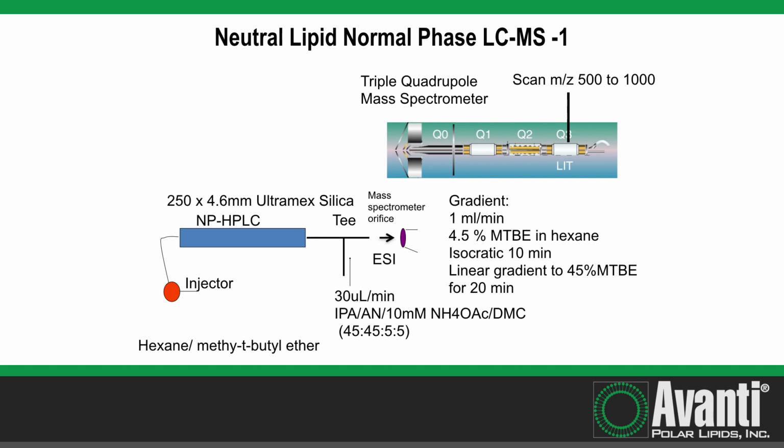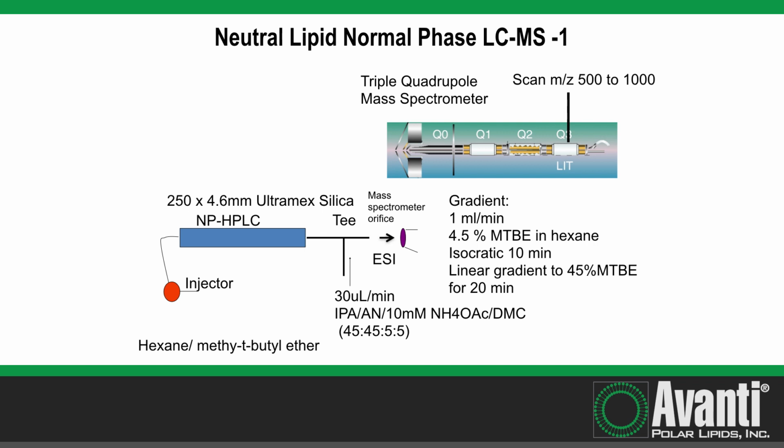The modern machine is very responsive and can change its operation mode in the millisecond time scale. So it's not a scale we live in, but it's a scale the computers live in. So it works quite well. In this case, I'm going to show you an example of a normal phase separation of lipids. So we inject them into the normal phase HPLC column.